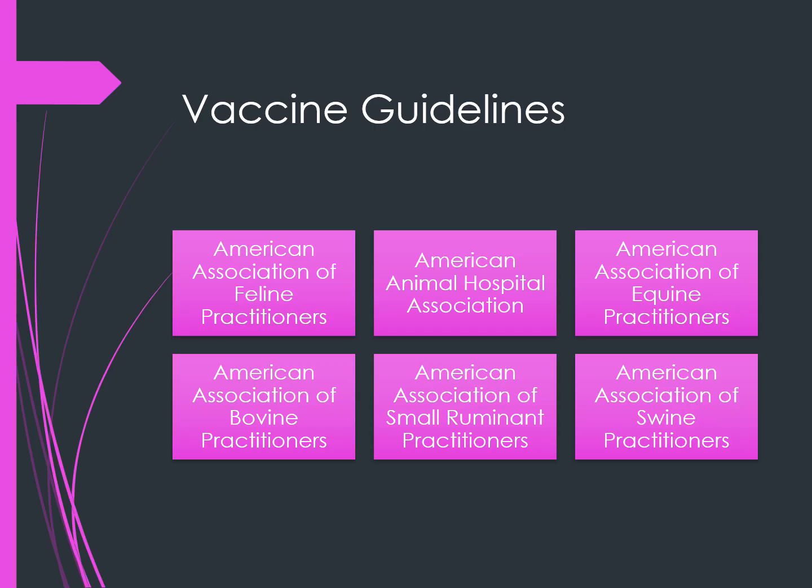Vaccine guidelines are determined by the organizations that you see here. The big one for cats and dogs is the American Animal Hospital Association, or AAHA, and this organization is the one that decides what vaccines are core for canine and feline. And for example, this year they just added leptospirosis as a core vaccine for dogs. And the other organizations determine the core and non-core for bovine, equines, etc.